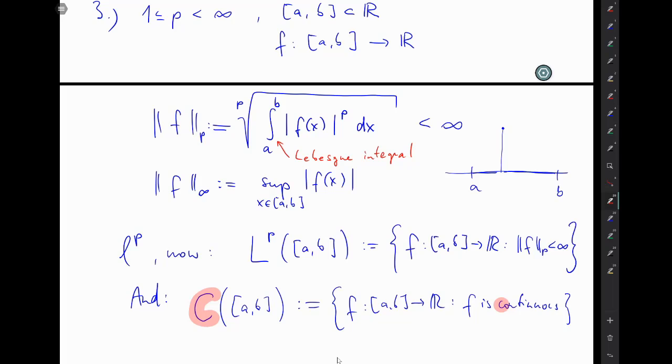And if you equip them with the right norm, you get a normed space. So what's the right norm for the set of continuous functions? Well, you could work with all of these norms that we saw here. We will discuss with which norm it has good properties, with which norm it has not so good properties. But let's keep this for next time. Okay, that's it for today.